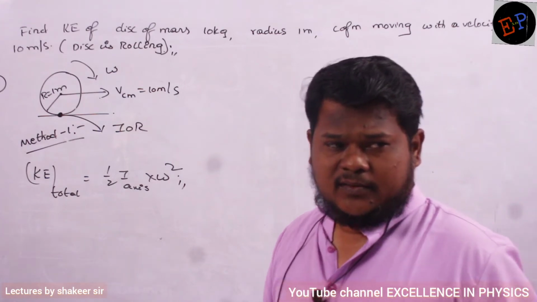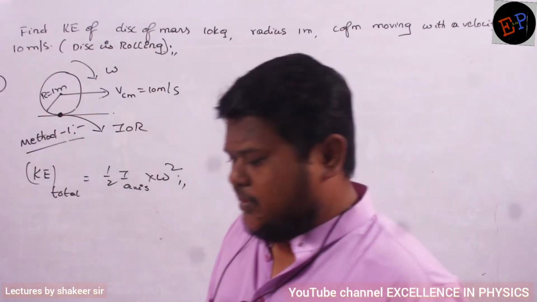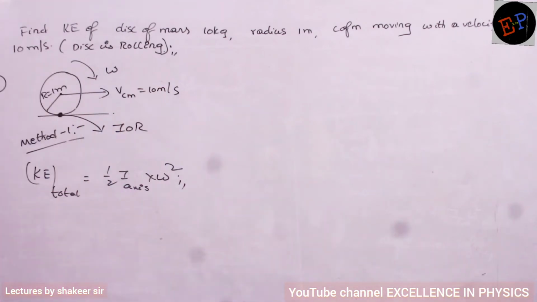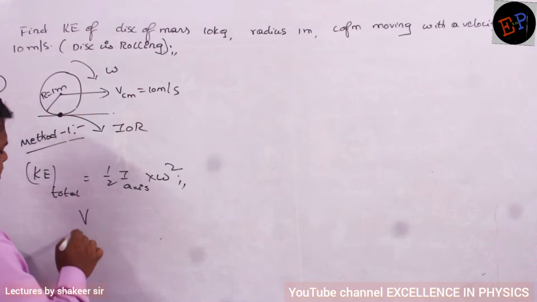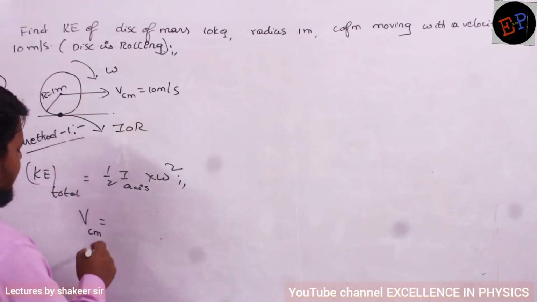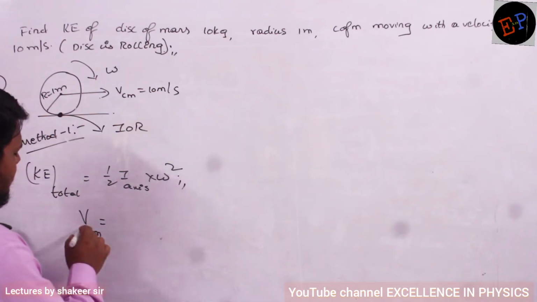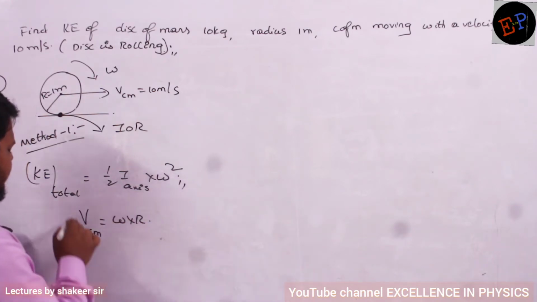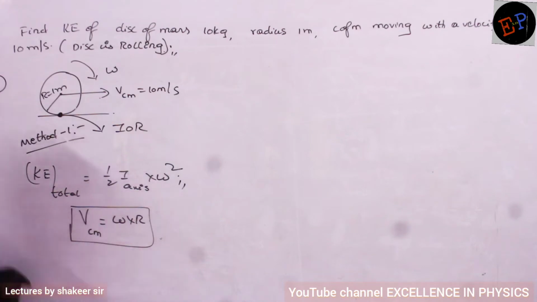No. Therefore, if omega is not given, how can I calculate? What is the angular velocity of this disk? Velocity of center of mass I can call omega into r, or V tangential is equal to omega into r. This formula we know. Are you able to understand?